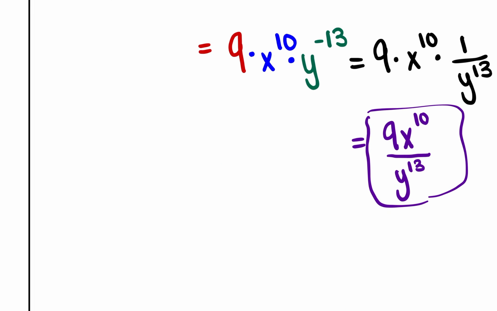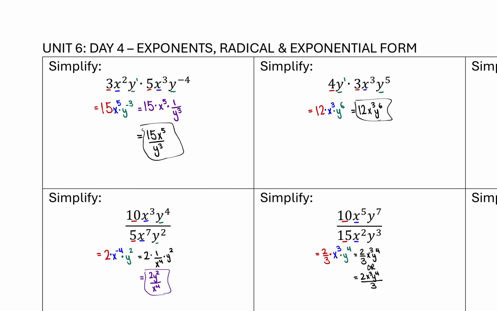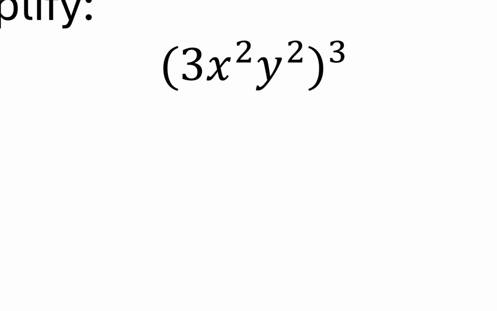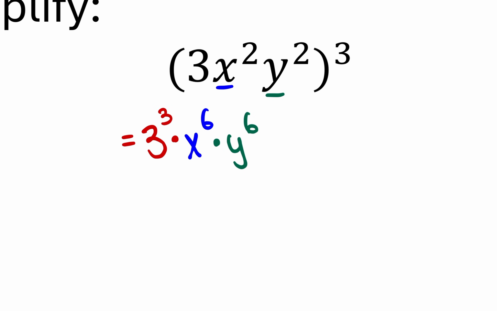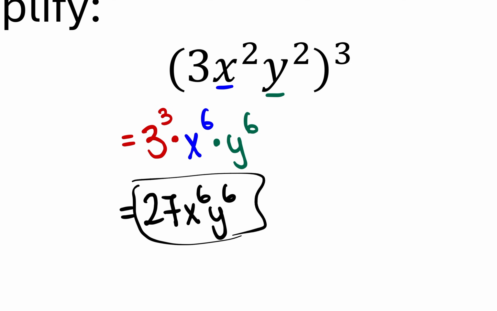For the next question, we have the following idea. Keep in mind that for this one, we have to distribute the exponent 3. We have to multiply to every single term. So we have 3 to the third power times x to the, 2 times 3 gives us 6. And then for the y, we have y to the 2 times 3, that's 6. And then we simplify further. We know that 3 to the third power is going to turn into 27. And we keep everything else the same, x to the 6, y to the 6. And that's going to be the final solution.